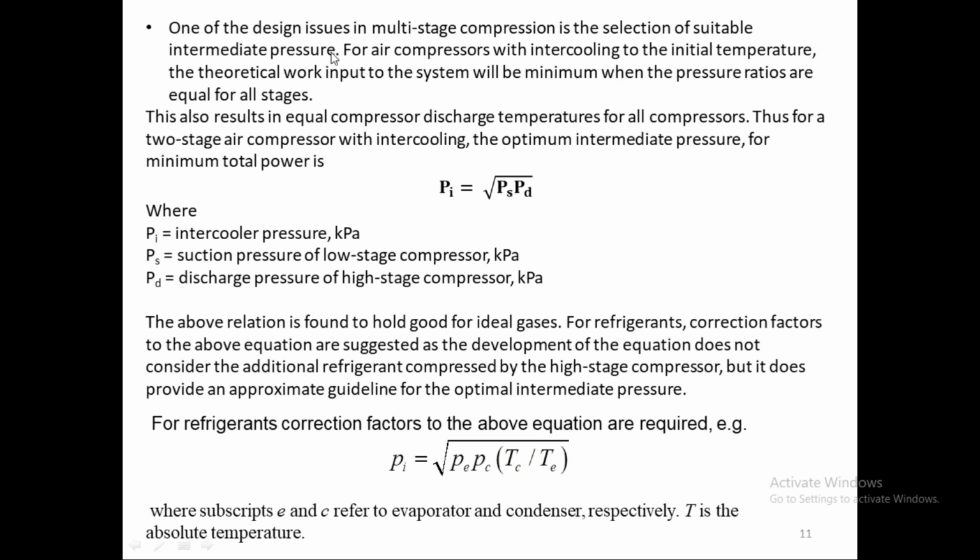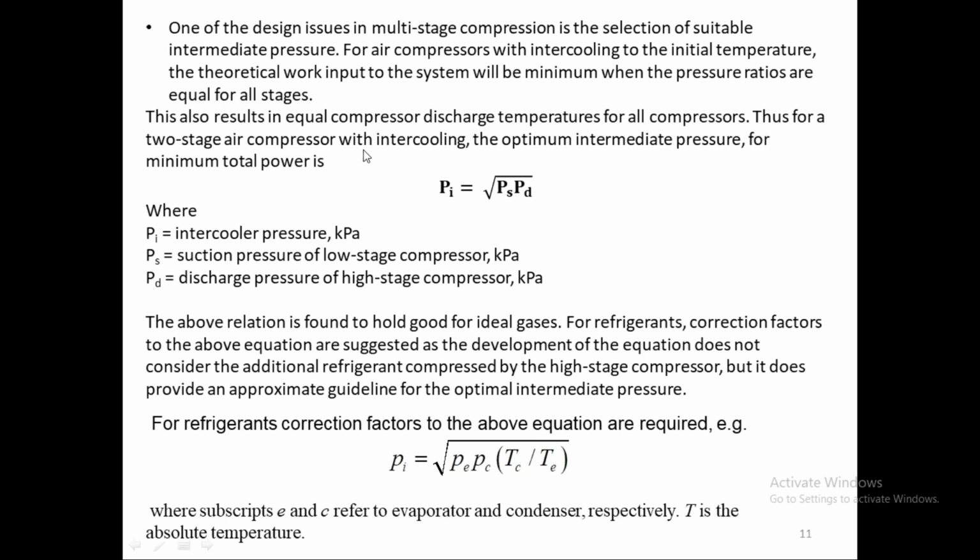So one of the design issues in multi-stage compression is the selection of a suitable intermediate pressure for an air compressor with intercooling to the initial temperature. The theoretical work input to the system will be minimum when the pressure ratios are equal for all stages, and I have shown you that calculation, how to do it. You simply take the differential of the work equation and equate it to 0, and then figure out the pressure equation. This also results in equal compressor discharge temperature for all compressors.